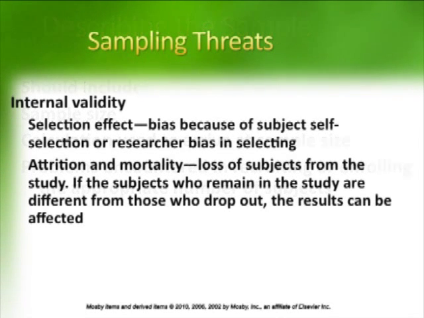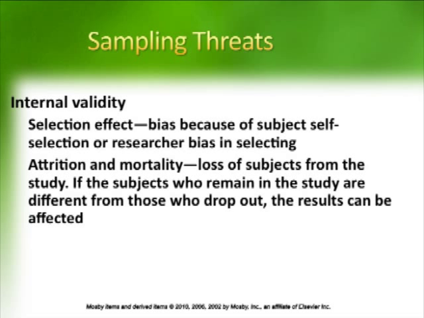Now, there are sampling threats to our internal validity, and remember, our internal validity, do all the pieces of the puzzle fit together? Is there control? There can be a selection effect bias because of the subjects self-selecting or researcher bias in selecting the sample.